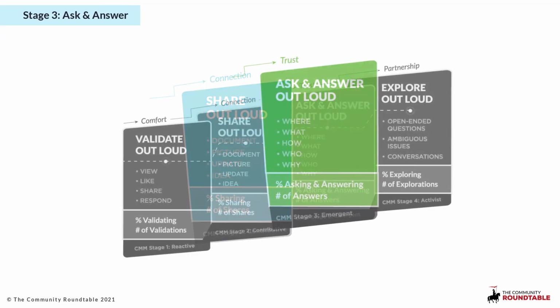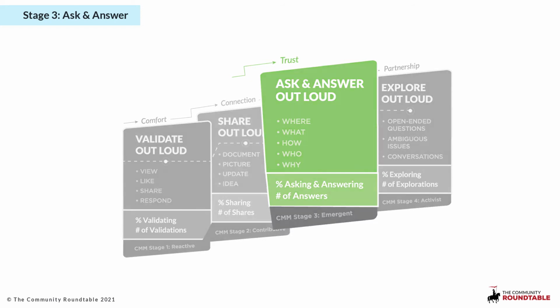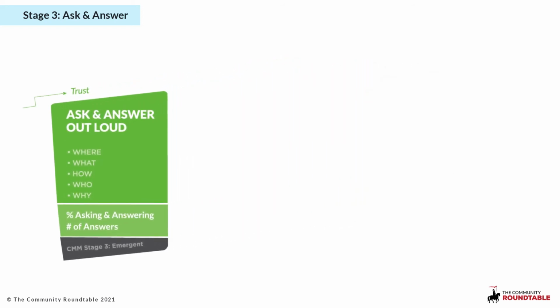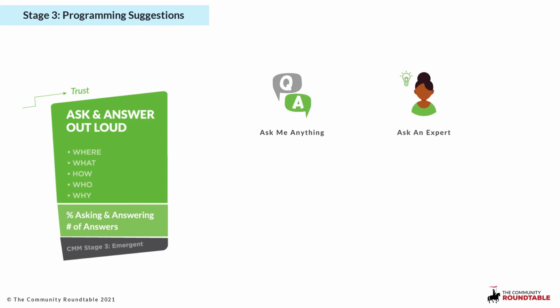When members reach the ask and answer out loud stage, they've learned to trust both other individuals and the information in the community. They're now comfortable enough to ask for help and invested enough to offer support to fellow members. You can use specific programs to encourage members in the ask and answer stage. These include Ask Me Anything threads, Ask an Expert videos, interviews, or posts, anonymous question box features, and an unanswered questions list.